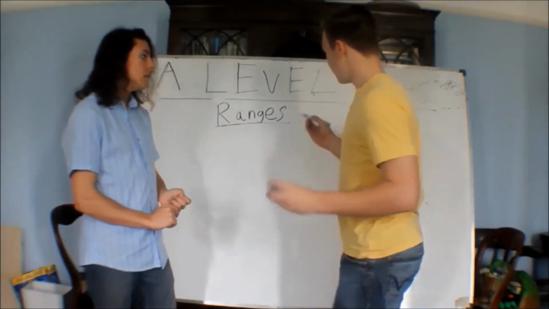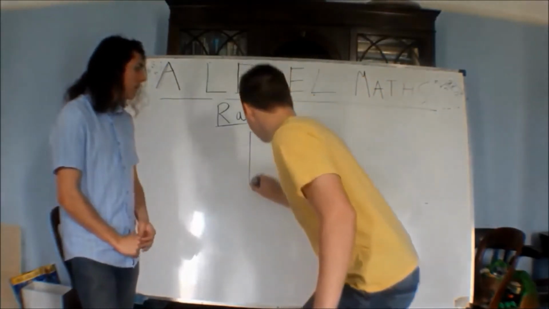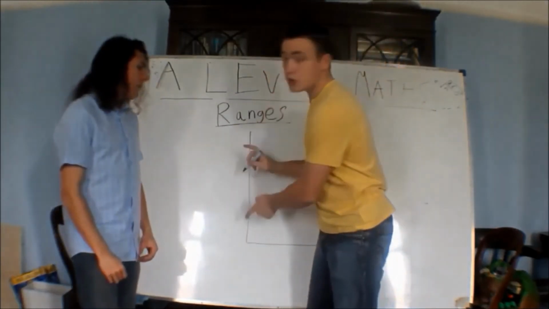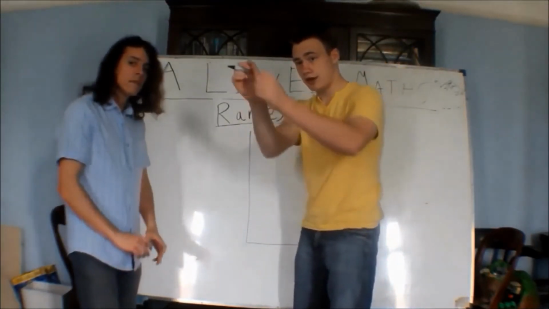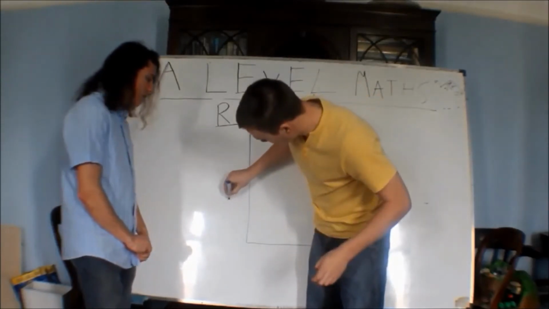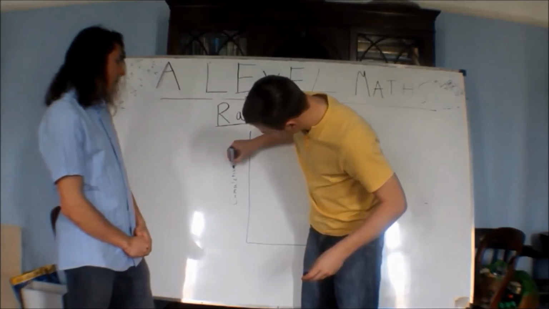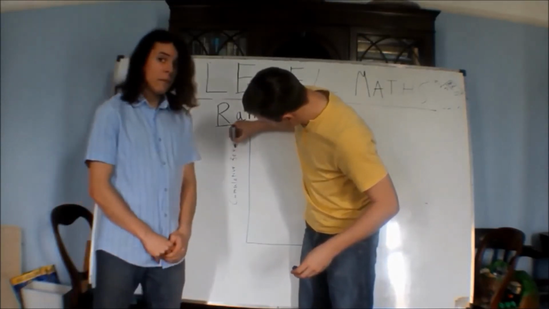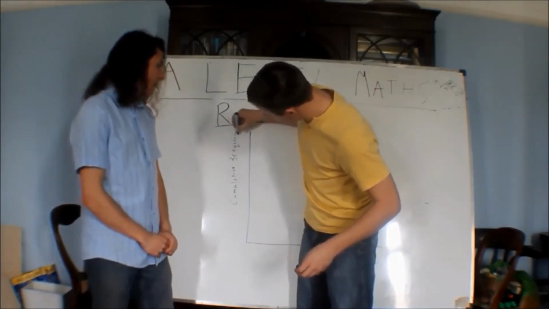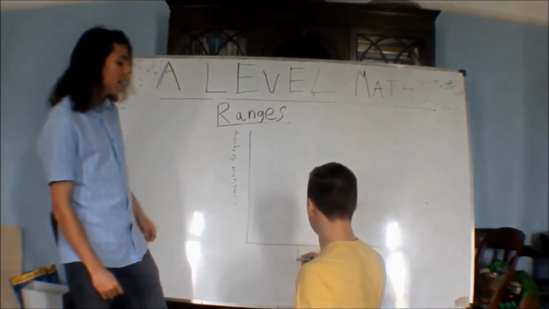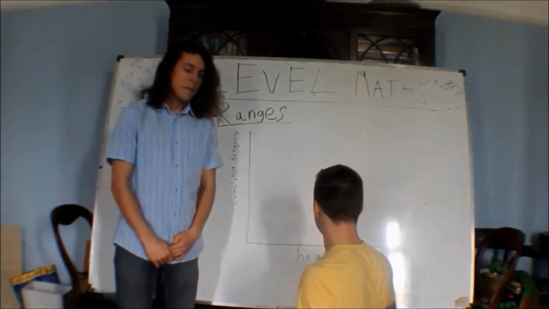If we draw a graph, the cumulative frequency we've just discussed is where you add the frequencies up, and that would go up the side. Cumulative frequency, or just CF. And along the bottom would be something like height. It could be length of time or something, but we'll go with height.